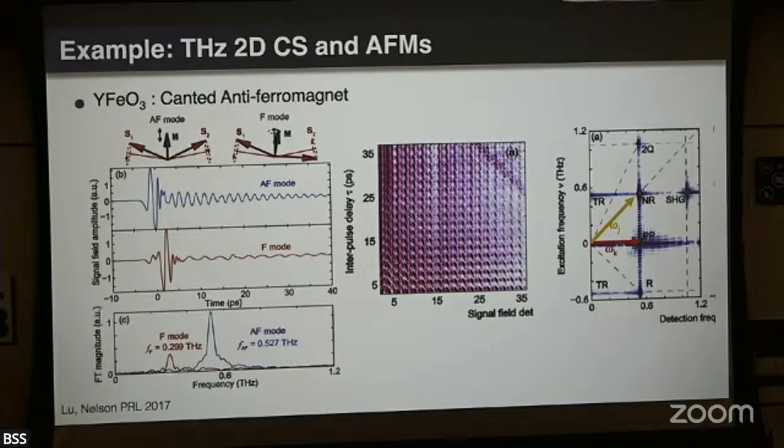Yeah? Is the plotted quantity the driving field or the response? Here, red is the driving field and black is the emitted field in this schematic.